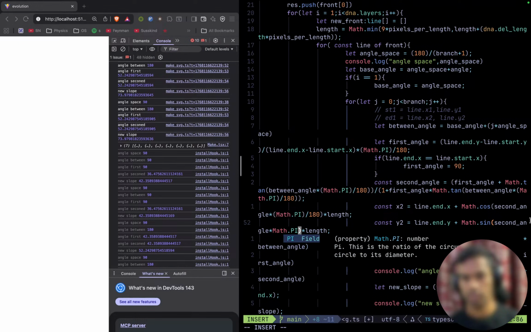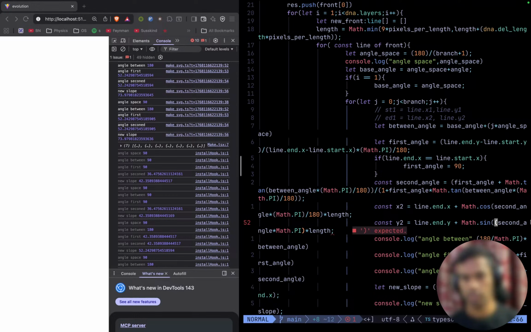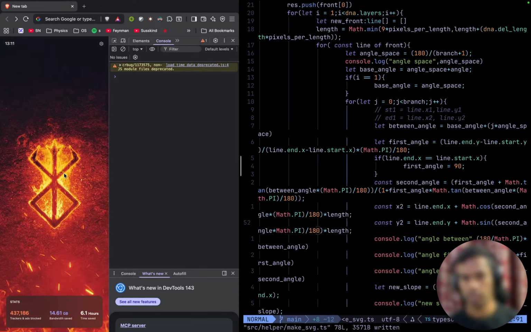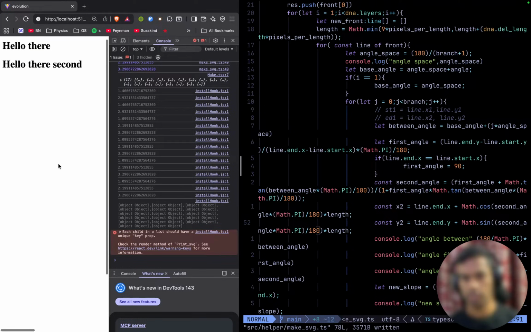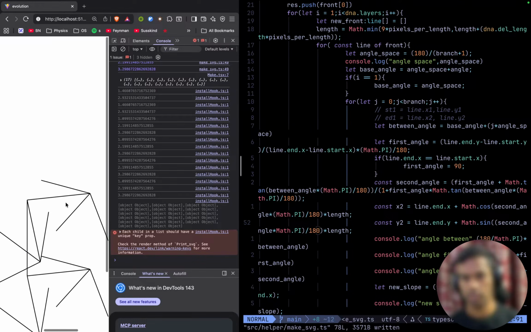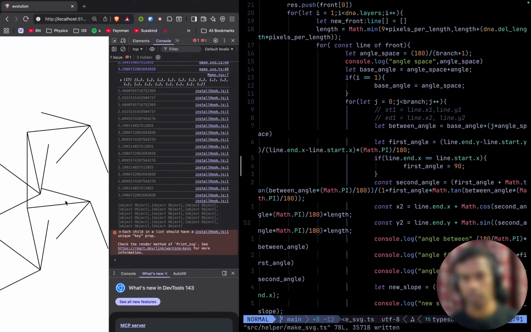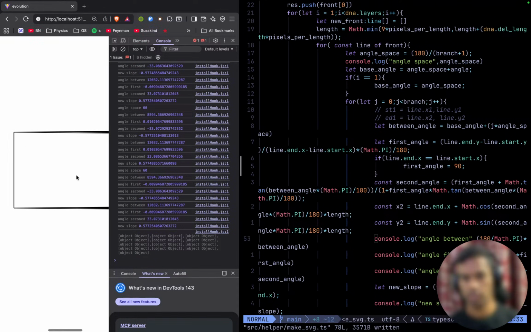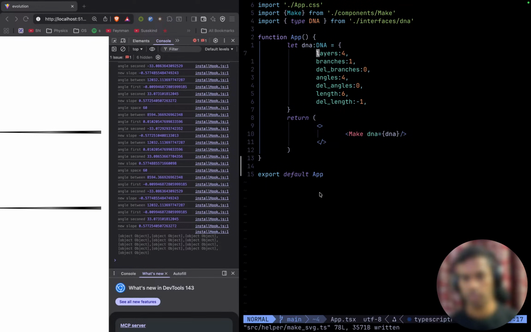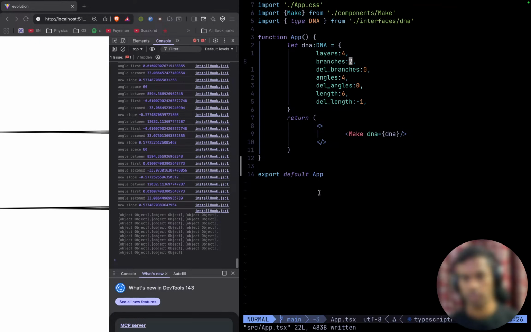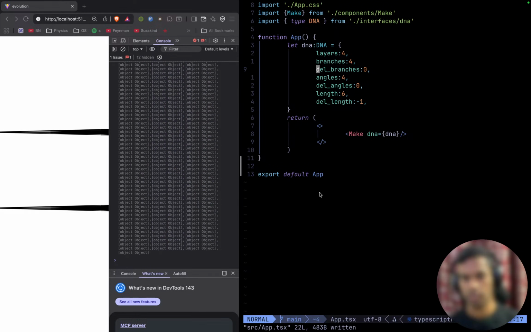Multiply by math dot pi divided by 180. Okay, now we do not have anything anymore. We do have something, but that thing is not correct. Okay, that is not correct.